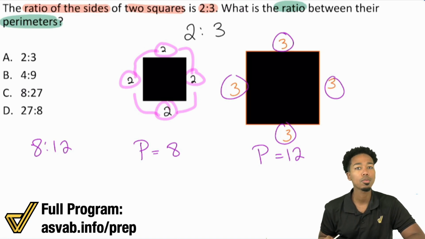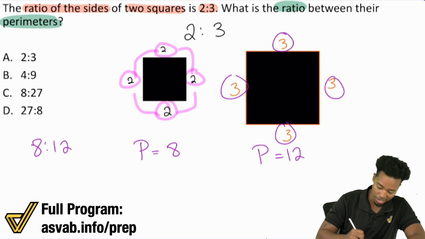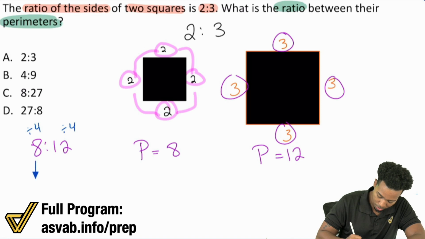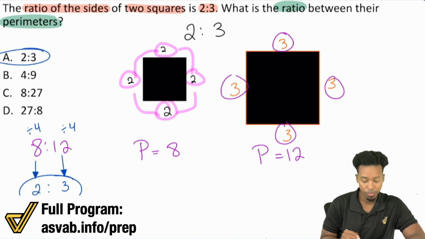Yeah, because remember with ratios, those are just fractions. You can simplify fractions by dividing by the same thing on both sides. 8 and 12 are both divisible by 4. So if I do that, I end up getting 2 to 3. And there's your answer. It's the same ratio, 2 to 3.